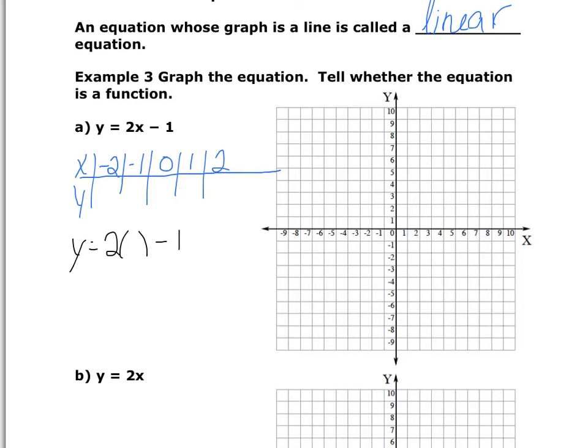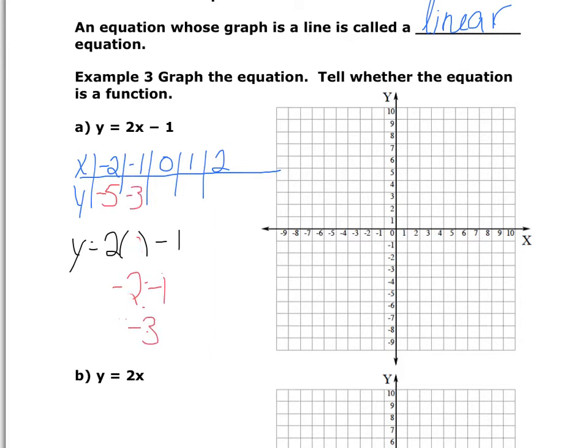So my first value for x is -2. If I plug -2 in, it's going to be -4 minus 1, and my value for y becomes -5. So I just go up here and put it in the table. Okay, and we're going to continue this process all the way through. So I'm going to erase these and put a new value in there for x. The next value is -1. 2 times -1 is -2 minus 1. That gives me -3.